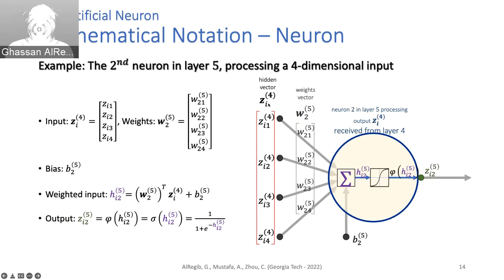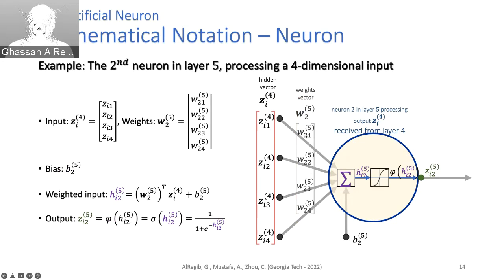So we have 4 neurons. That means I have 4 outputs from those 4 neurons in layer number 4. The notation for them is Z_i1 in layer 4, Z_i2 in layer 4, Z_i3, and so on. And then I have the 4 weights, but now I have this 5 in here, right? So I have 5 because I'm in the 5th layer. This is layer number 5.